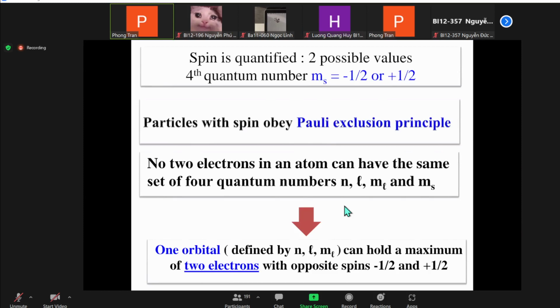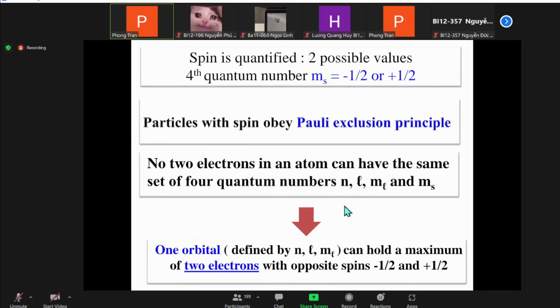So now if you want to put electrons with different spin in one orbital, you follow the Pauli exclusion principle. The principle stated by Pauli says that no two electrons in an atom can have the same set of four quantum numbers, N, L, ML, and MS. So let's say a maximum of two electrons in one atom can have three identical quantum numbers, but the fourth one should be different. So one orbital, defined by a given set of three quantum numbers N, L, and ML, can hold only a maximum of two electrons with two different values of spin, minus half and positive half.